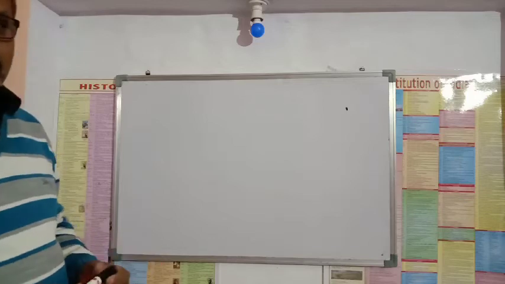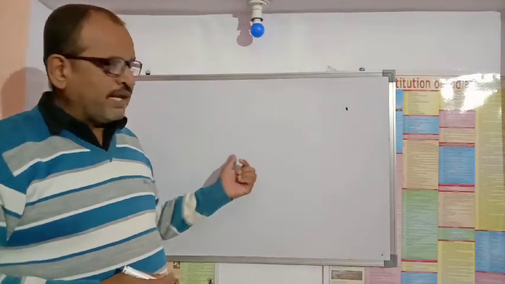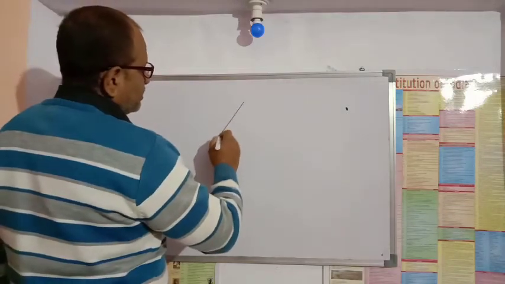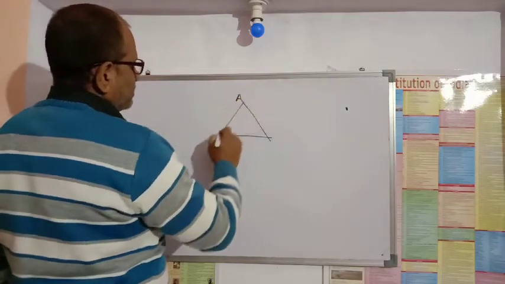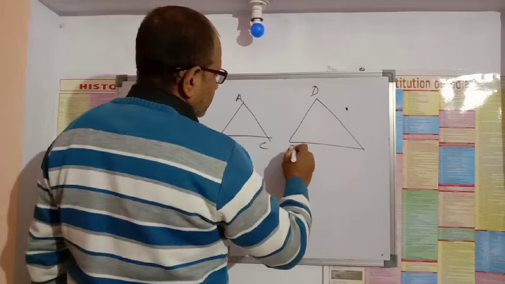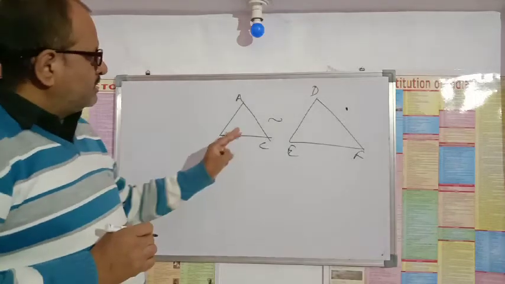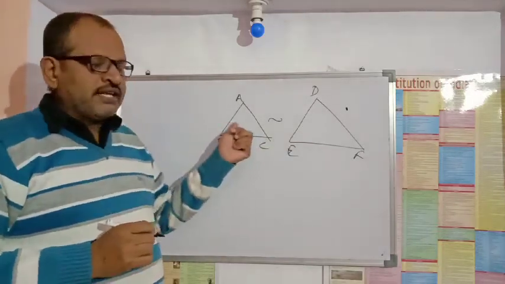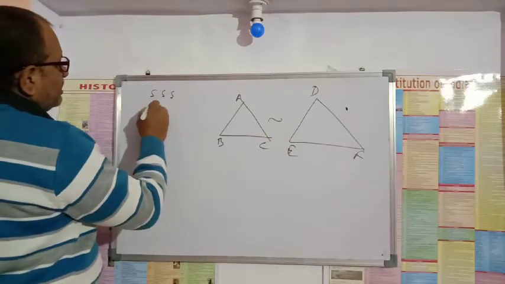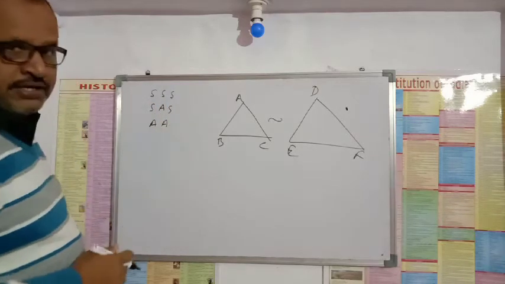Before proving the Pythagoras theorem, let us discuss similar triangles, because we have to apply the property of similar triangles. Suppose there are two triangles ABC and DEF. Both are similar. This is the symbol of similarity. How many criteria are there to prove two triangles similar? There are three criteria: side, side, side; side, angle, side; and angle, angle criteria of similarity.